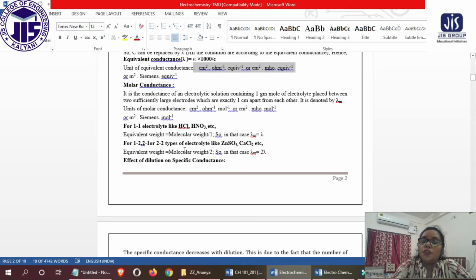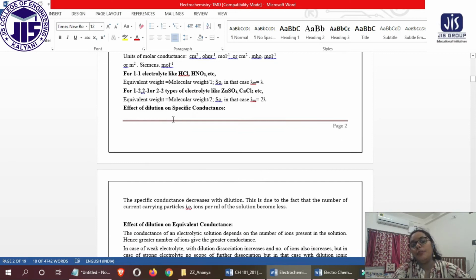For 2,2 type electrolytes like ZnSO4, that is Zn plus 2 and SO4 minus 2, or calcium plus 2 with two chlorine minus ions, the equivalent weight is equal to the molecular weight divided by 2. So in this case the molar conductance is equal to twice the equivalent conductance. Thus we can relate the molar conductance and equivalent conductance in this way.